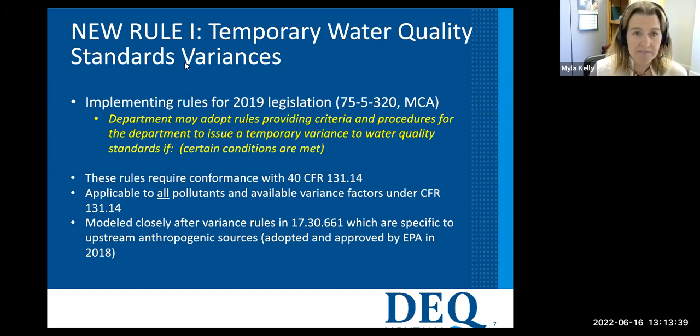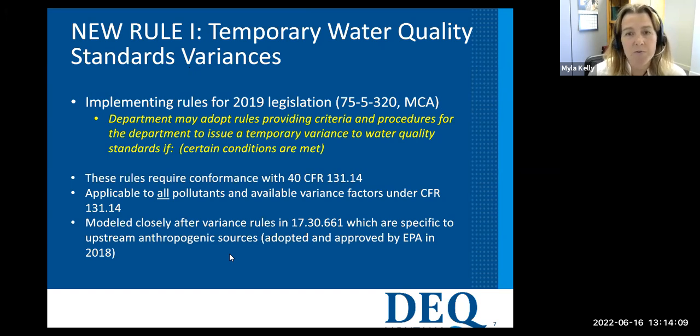So again, because these rules require conformance with 40 CFR 131.14, they are applicable to all pollutants, not just nutrients, which we've been talking about quite a bit lately, but to all pollutants and all of the available variance factors that we were just talking about. They're also modeled closely after some variance rules that we adopted and that were approved by EPA in 2018.